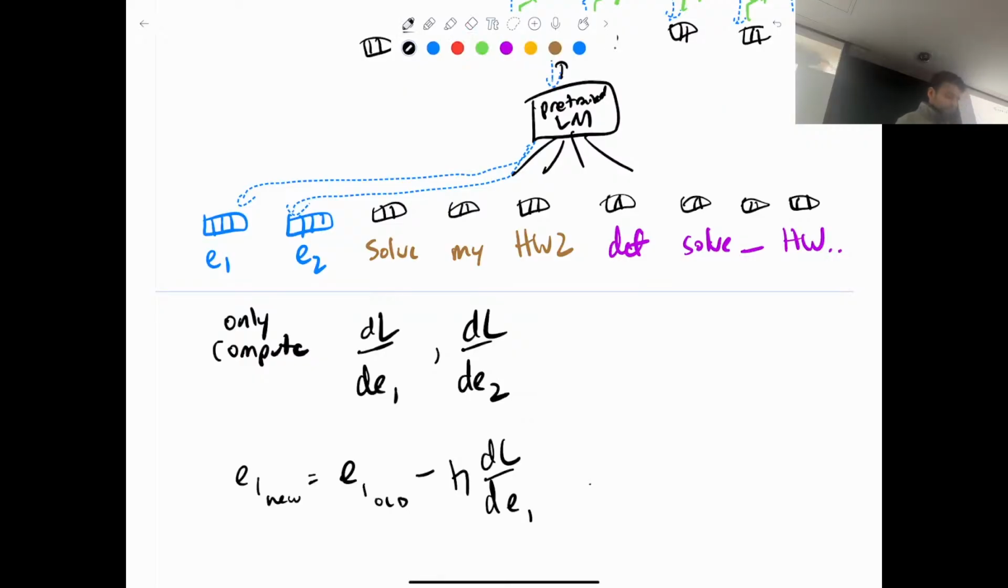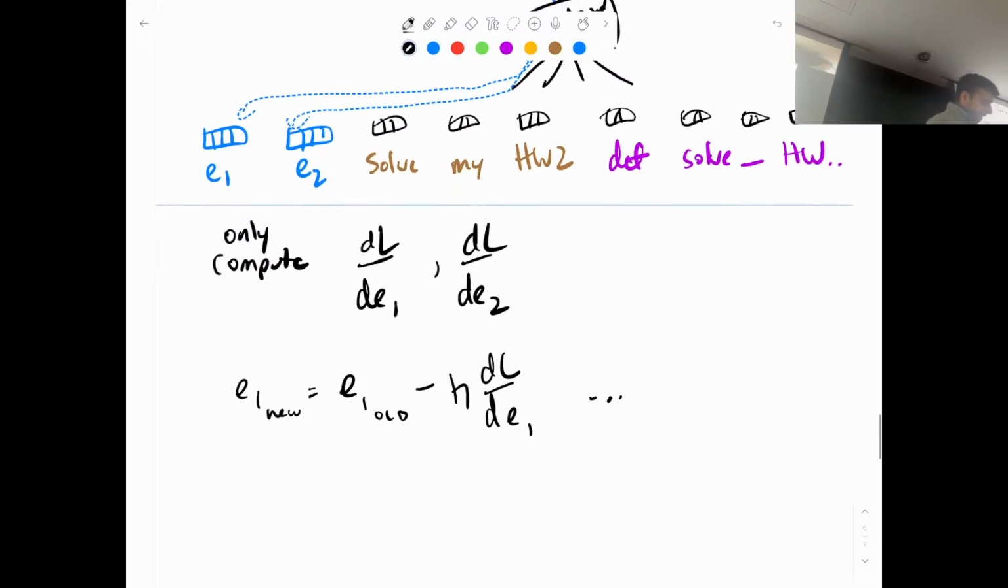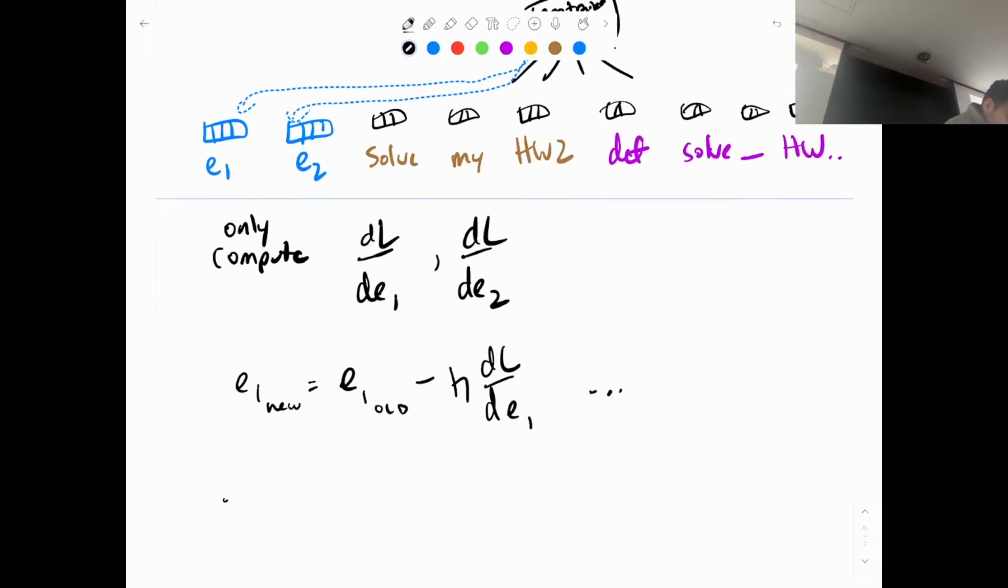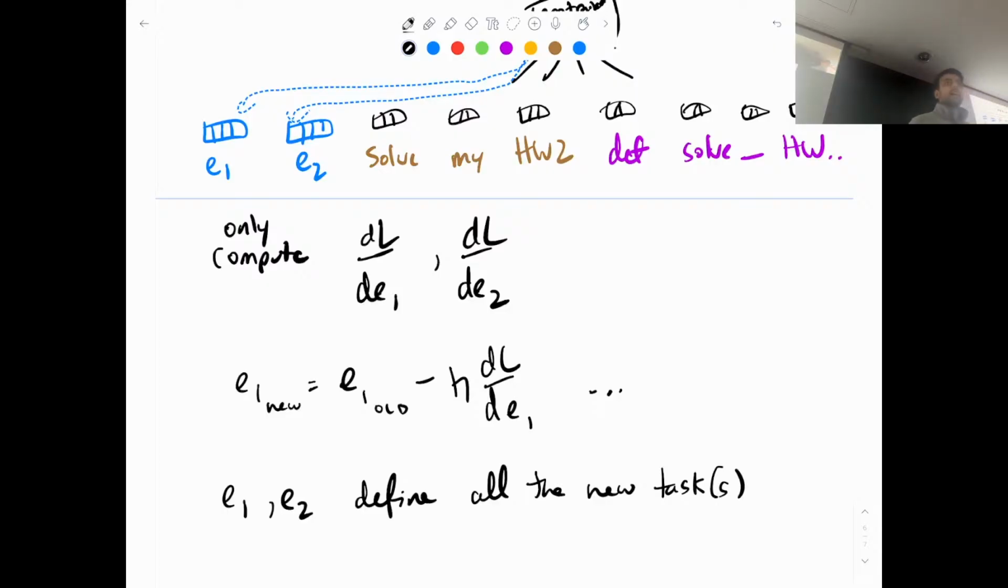And so on, right? And so now all of the parameters in this model are frozen, and I'm only adding these tiny embeddings at the bottom. So that means that E1 and E2 basically define all the new tasks that I'm going to be training my model on during this fine-tuning stage.